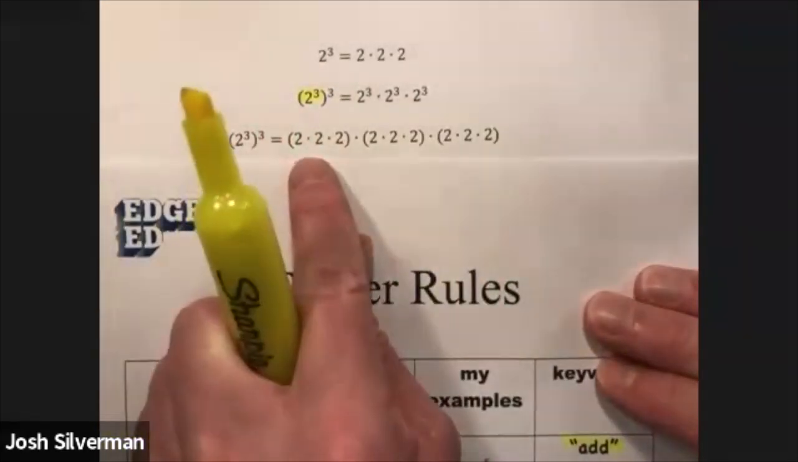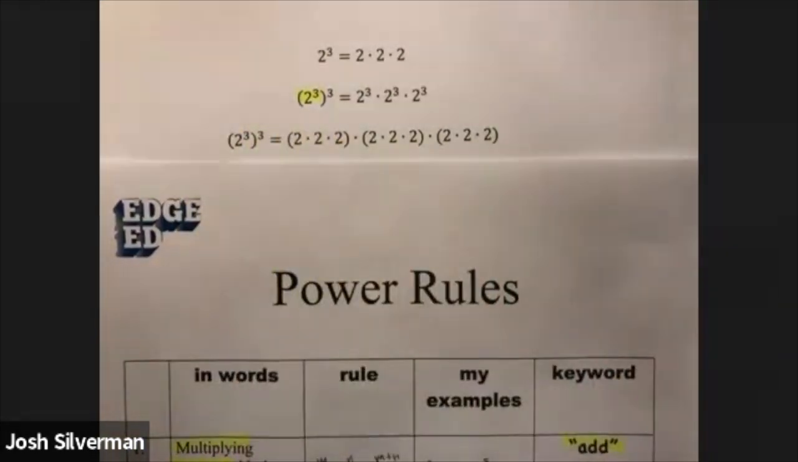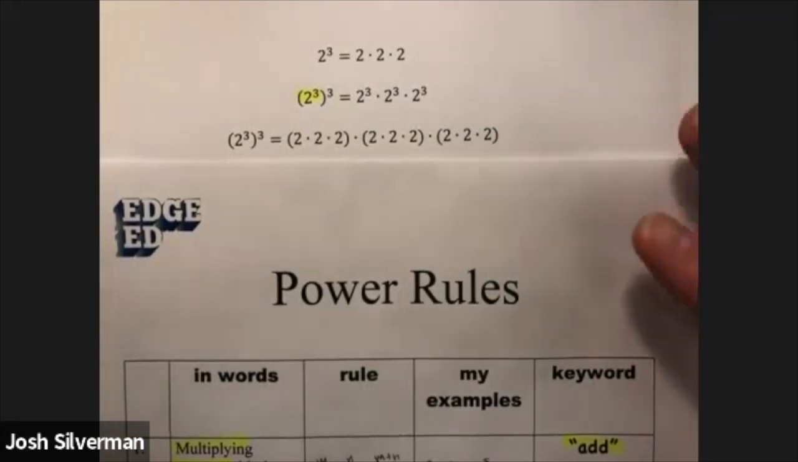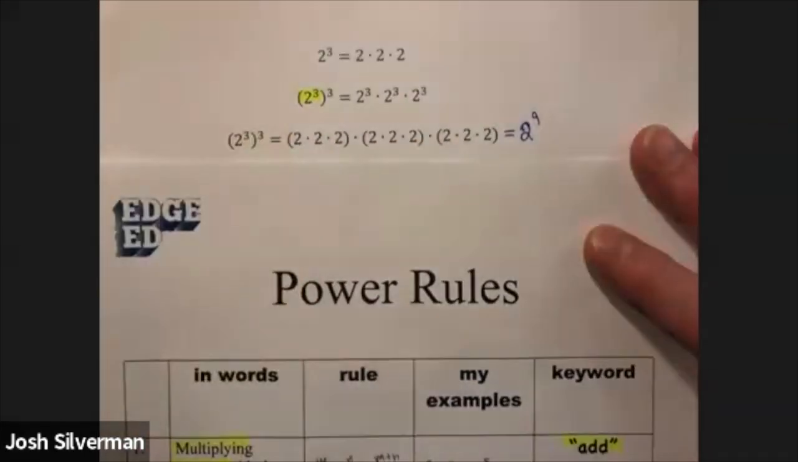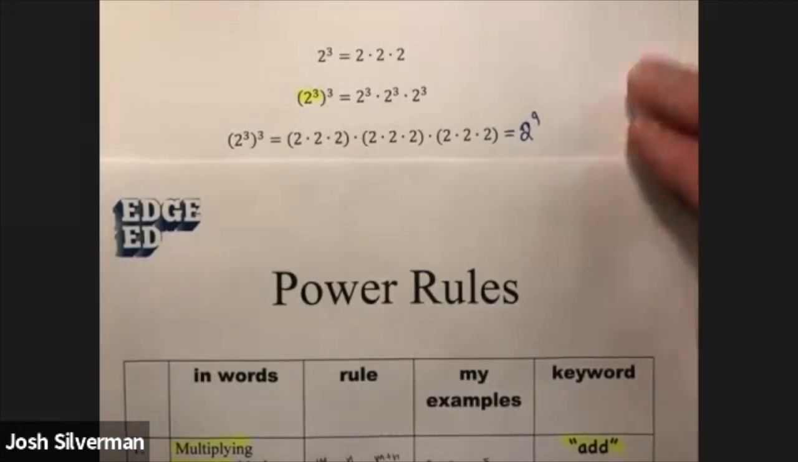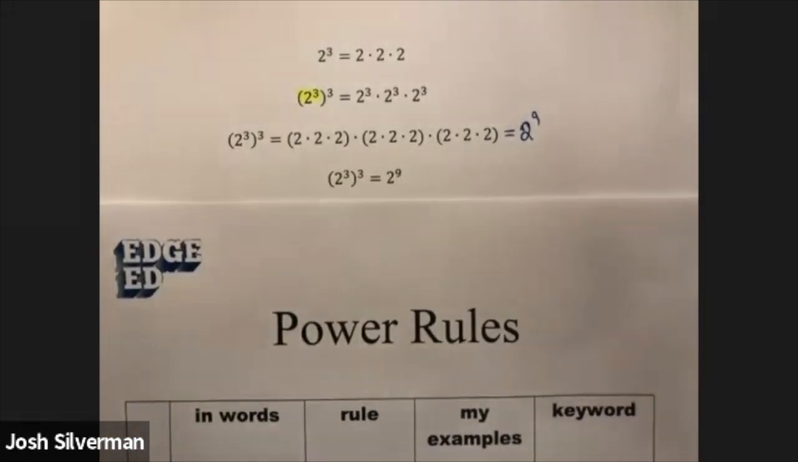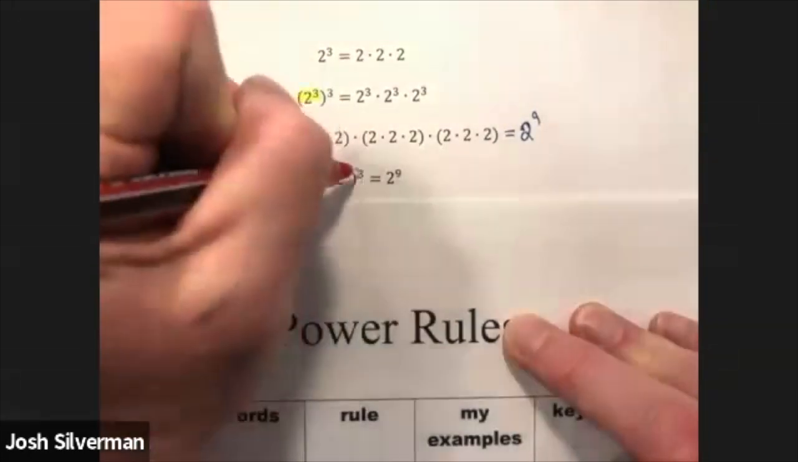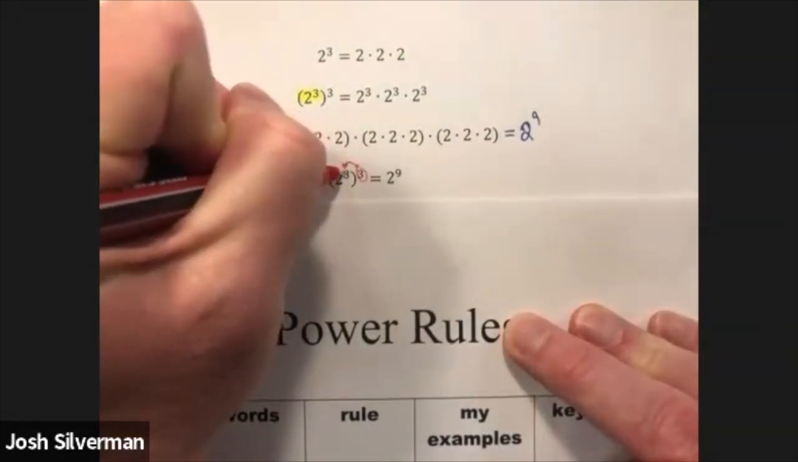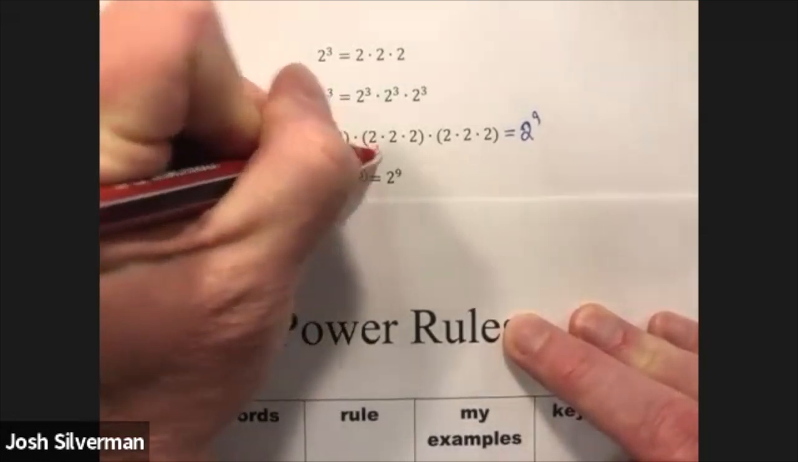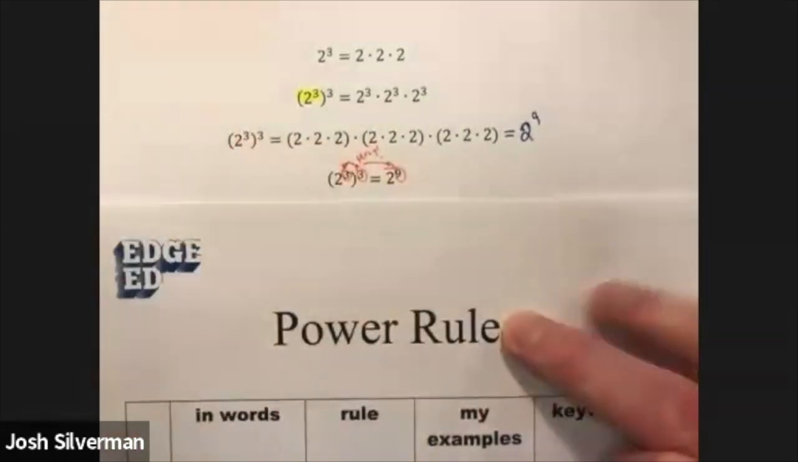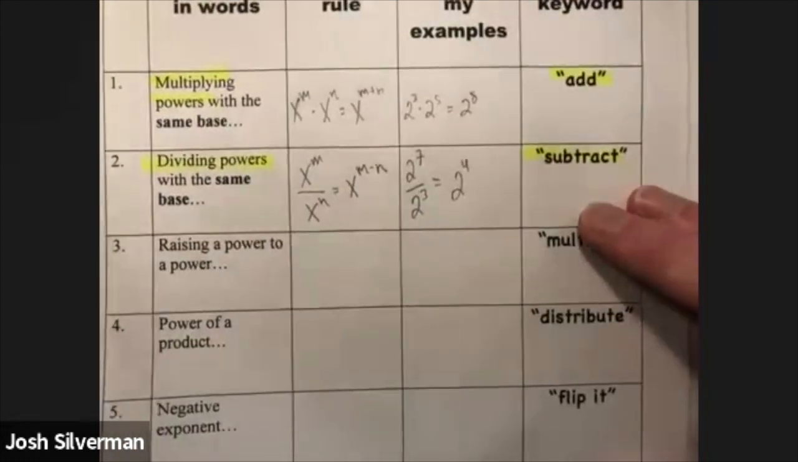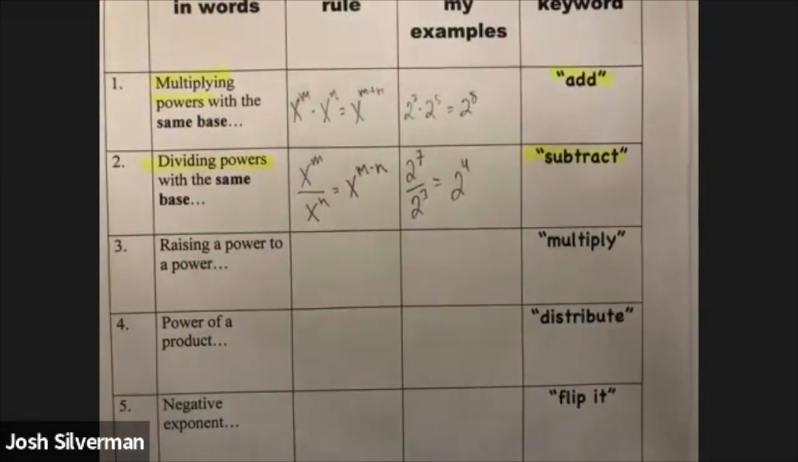Well, that's the same as 2 times 2 times 2 times 2 times 2 times 2 times 2 times 2 times 2. How many 2's is that? 9 of them. What's the rule? When you are raising a power to a power, that's when you multiply. 2 to the 3rd raised to the 3rd is the same as 2 to the 9th. When you are raising a power to a power, that's when you multiply those exponents.